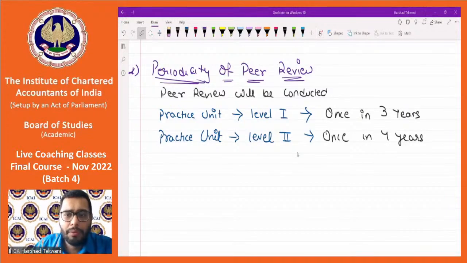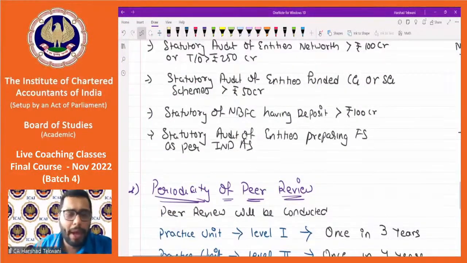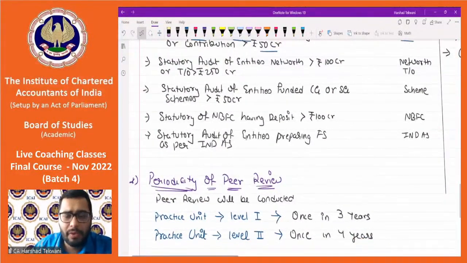So that is peer review. We understood the requirements of the peer review, when it is required to be conducted, once in 3 years, and what is covered under the peer review: practice unit, reviewer qualification, all those details. Now, the next topic we are going to cover is, after periodicity of peer review, how the peer review is conducted. What should be the approach of the reviewer, or what is the procedure they need to follow for the peer review process.